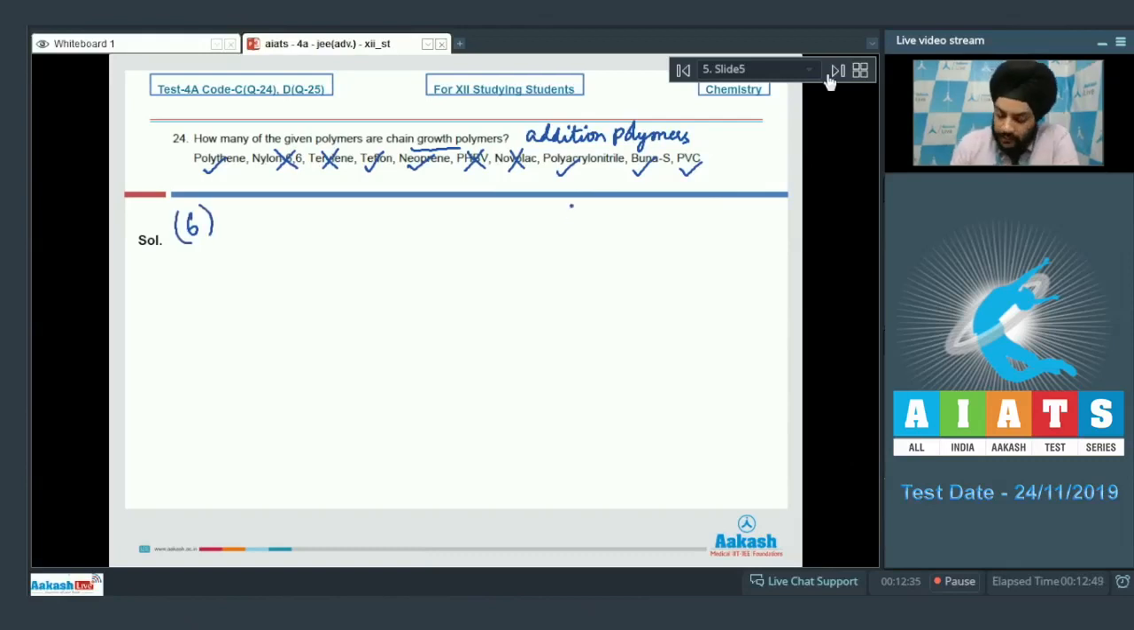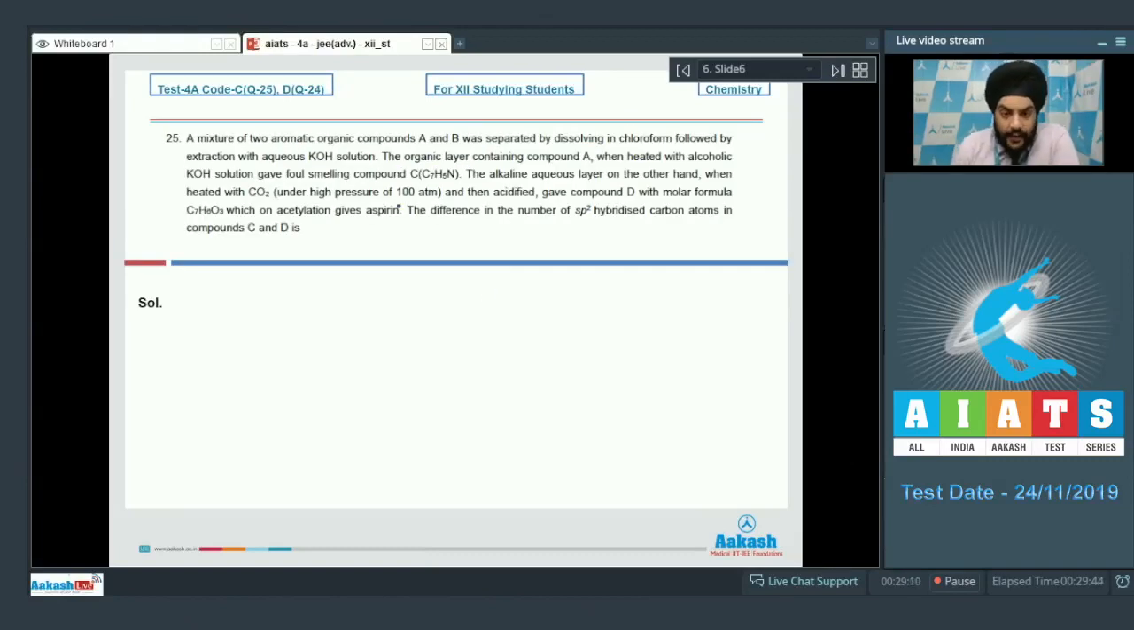Let us look at the next question now. Let us look at question number 25, students. A mixture of two aromatic organic compounds A and B was separated by dissolving in chloroform followed by the extraction with aqueous KOH solution. The organic layer containing compound A, when heated with alcoholic KOH, gave a foul smelling compound C. The alkaline aqueous layer, on the other hand, when heated with CO2 under a high pressure of 100 atmosphere and then acidified, gave compound D.